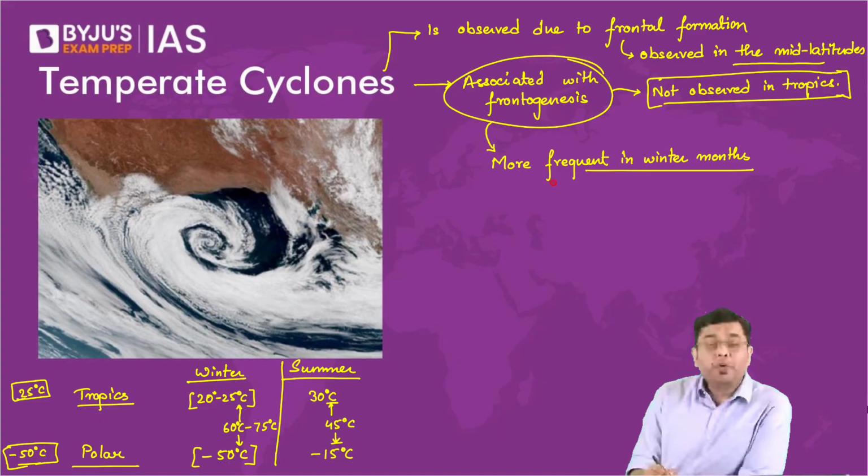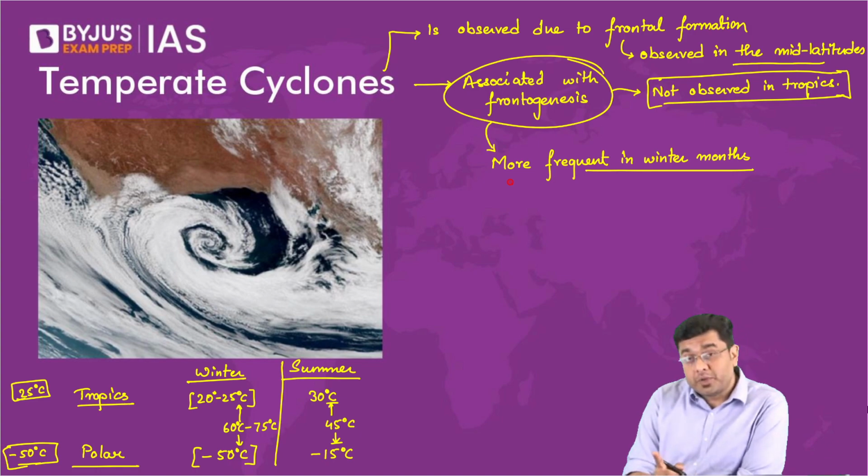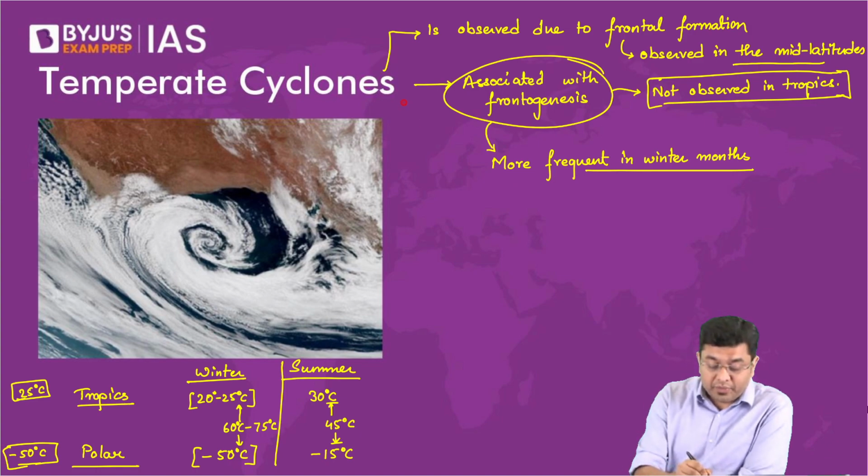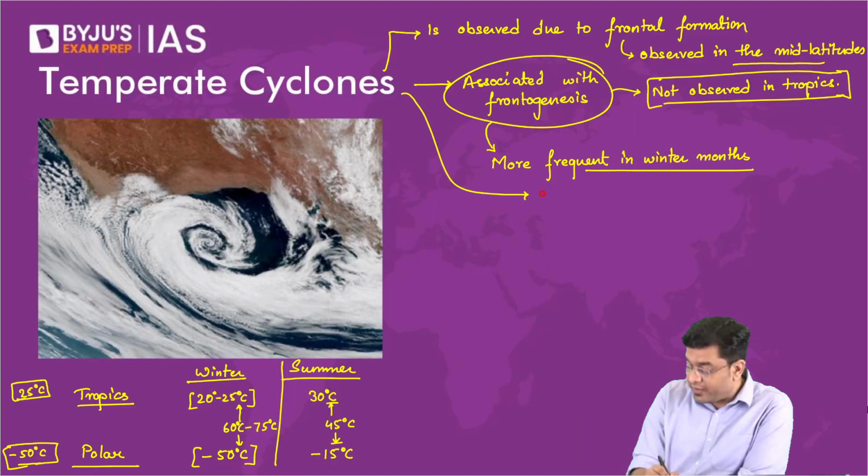So frontogenesis is going to be much more frequent in the winter months. That is where it is going to be much more frequent. So can we say that the temperate cyclone will be much more frequent during the winter months? So cyclonic formation in this case will be more frequent in the winter months.